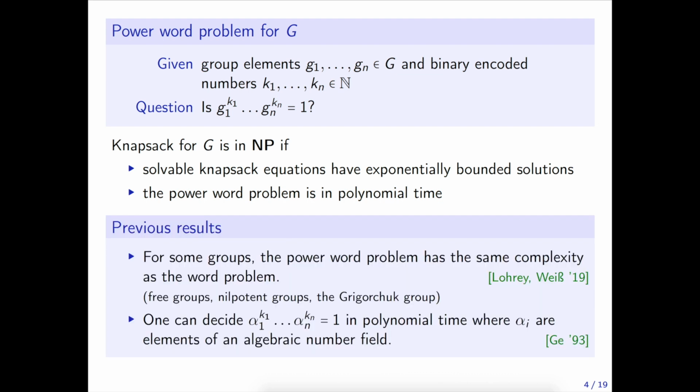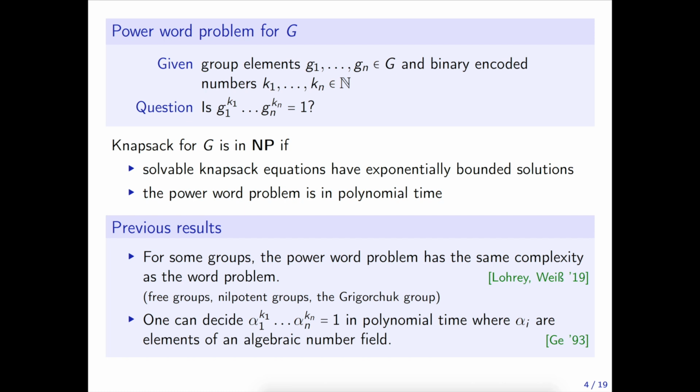But interestingly, Markus Lohrey and Armin Weiss showed that for many groups, the two problems actually have the same complexity. For example, for free groups or nilpotent groups. Let me also mention this old result, where the power word problem was studied implicitly. He showed that one can verify in polynomial time identities of the form alpha1 to the k1, alpha2 to the k2, and so on, where the alpha i's are elements from an algebraic number field.